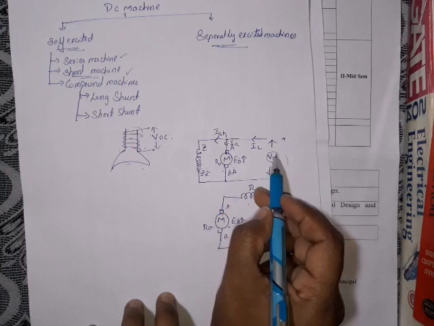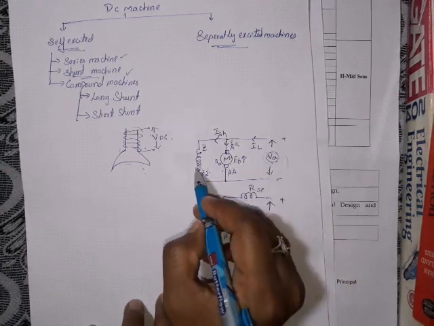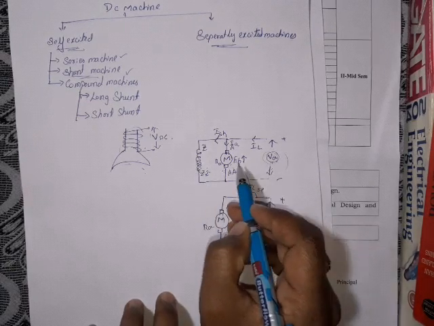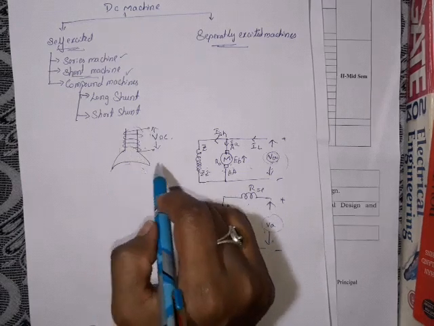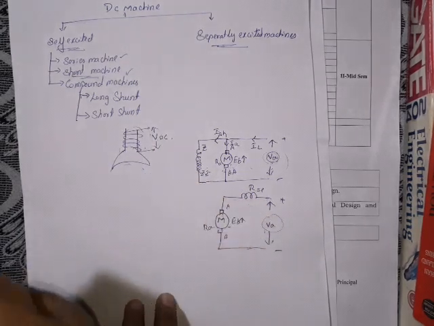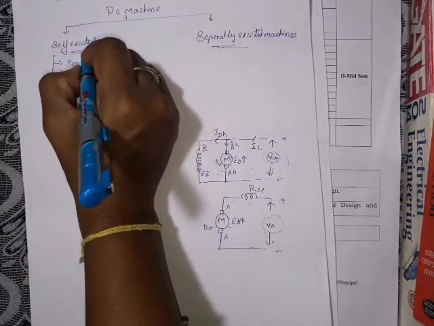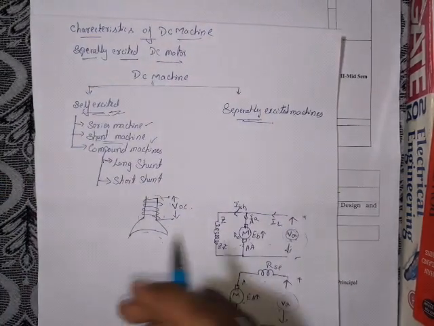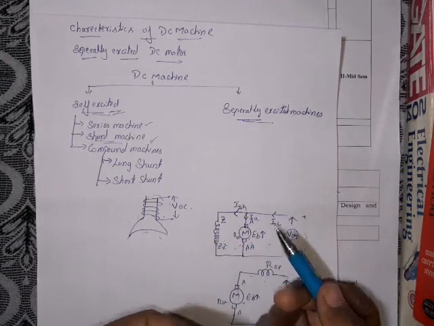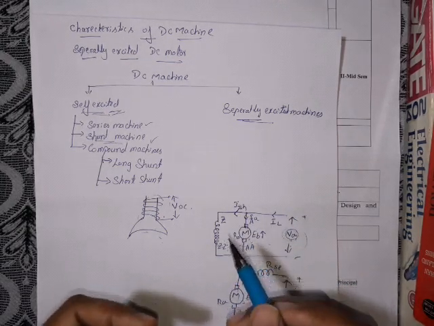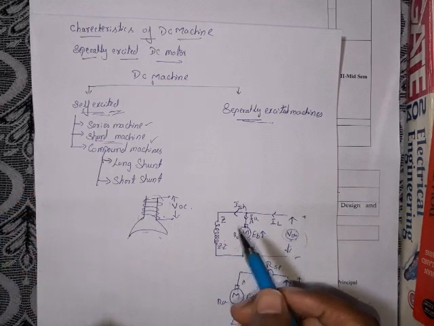When we give the common voltage, this is not actually the supply given to the field winding. The supply is given to the armature. With that voltage only, the field windings are able to generate the magnetic flux. So that's why this type of machines are called self-excited. Means the field windings are excited by the common voltage which is given to the armature of the machine itself. So that's why it is called self-excited.